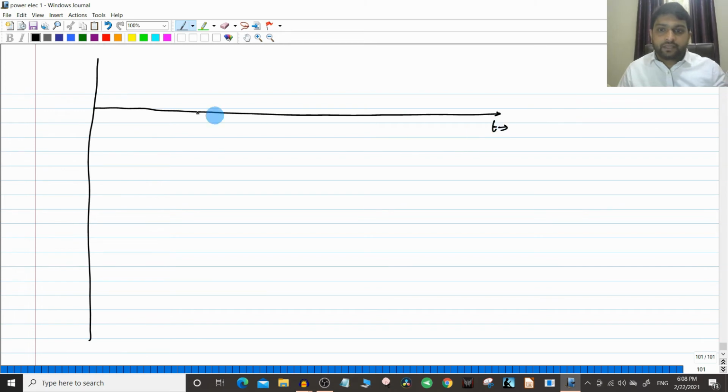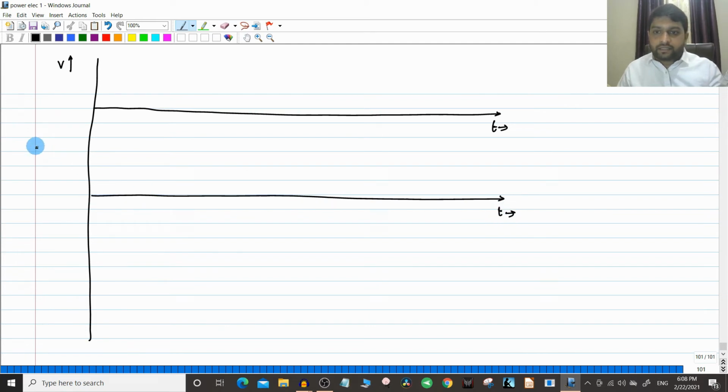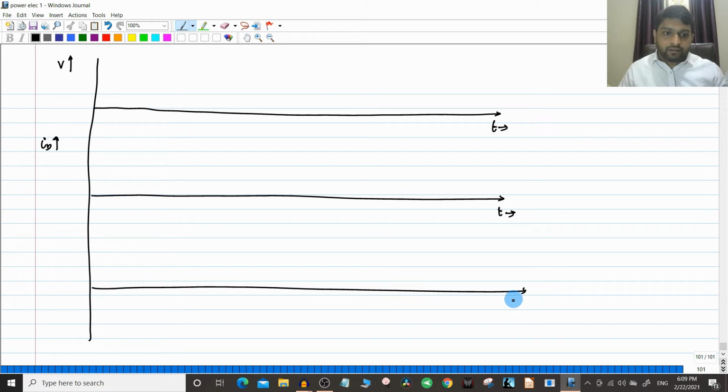So this is time t. This is your applied voltage V. Next, this is the time t. This is the diode current ID. And third here, this is the voltage Vd.